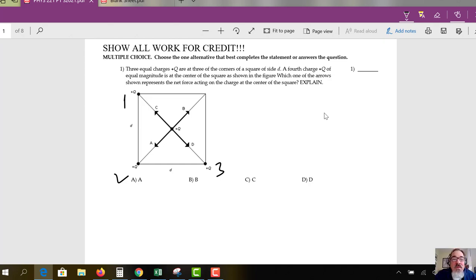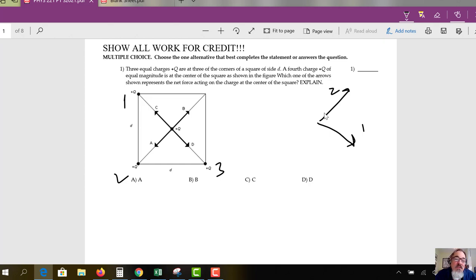Okay, so because of charge 1 and the center one, the force on the center one would be this way. That's because of charge 1. So what I'm doing is giving you the direction of the forces on the center charge. Okay, now what's the direction of the force on the center one because of 2? Well, because of 2, it would be this way. So this one is because of 1, this one's because of 2.